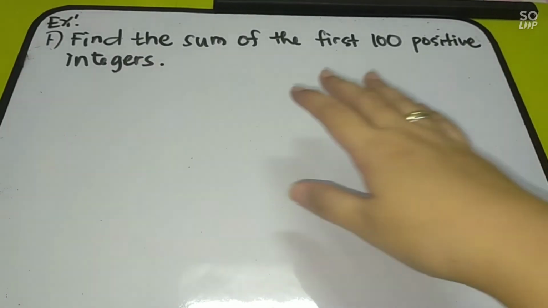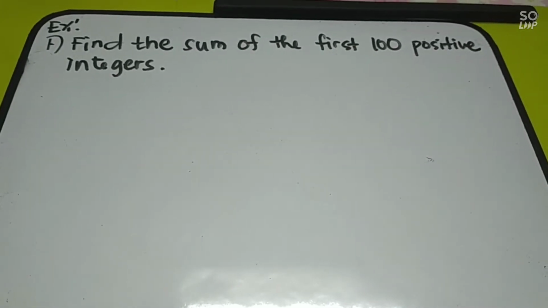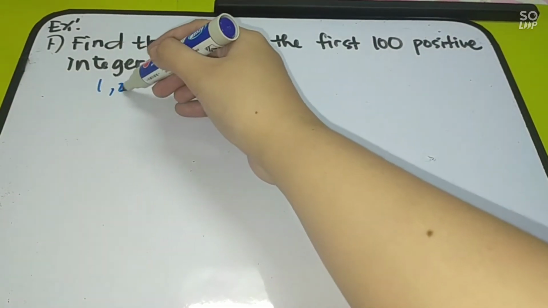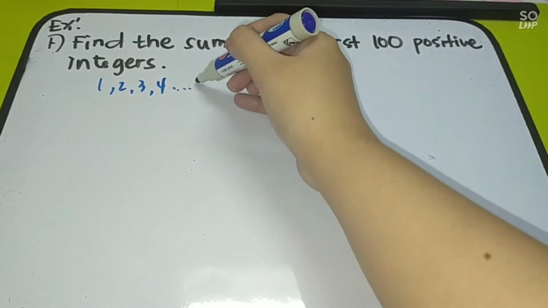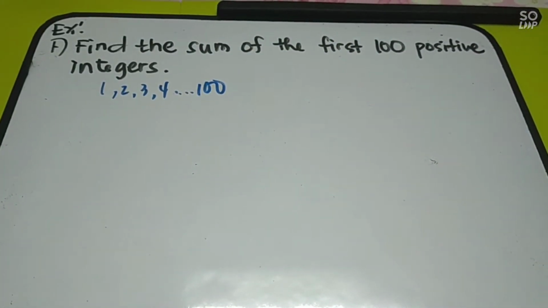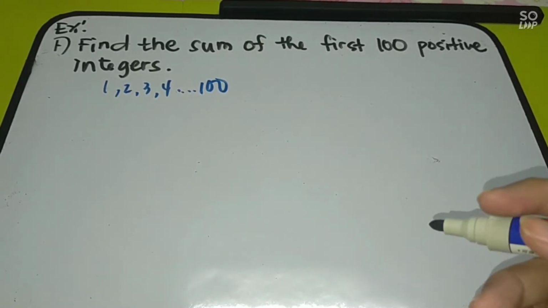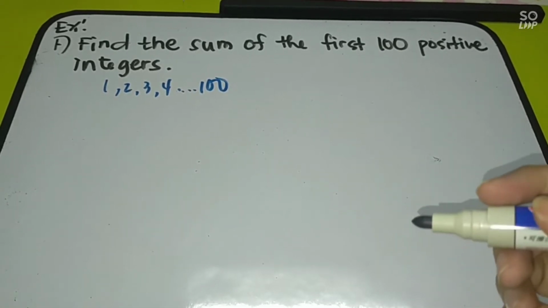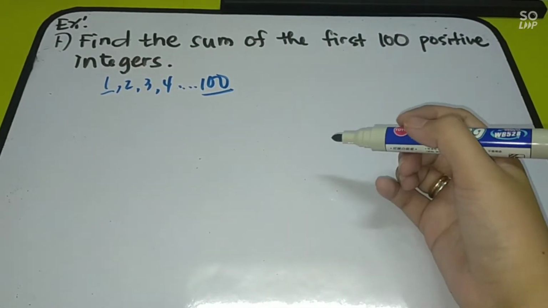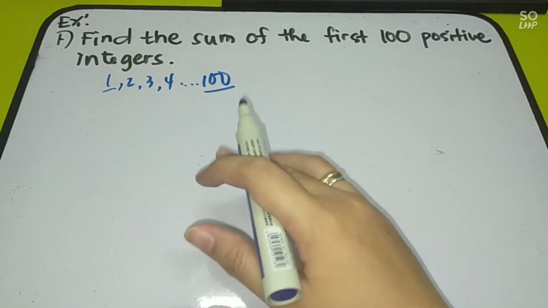Example number 1. Find the sum of the first 100 positive integers. The first positive integers are your numbers 1, 2, 3, 4, up to 100. Here, you choose whether to use the formula of situation A or situation B. Let us use situation A, because you have a first term and also a last term. Although situation B is also possible, I will show you later how to use situation B.